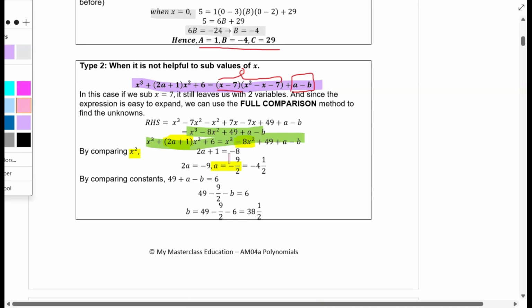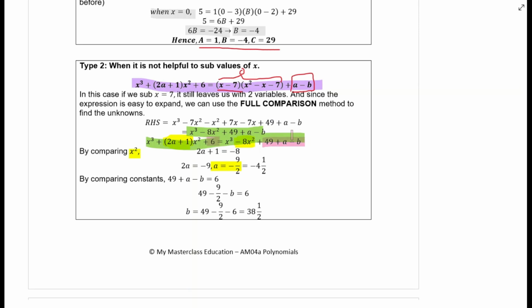We can compare our constants. So constants is just any term in your polynomial that is not attached to an x. So on your left hand side, you have 6. On the right hand side, you have 49 plus a minus b. So once again, equating left hand side to right hand side, you will form your equation 49 plus a minus b equals to 6. Okay, for here, you already know your a term, right?